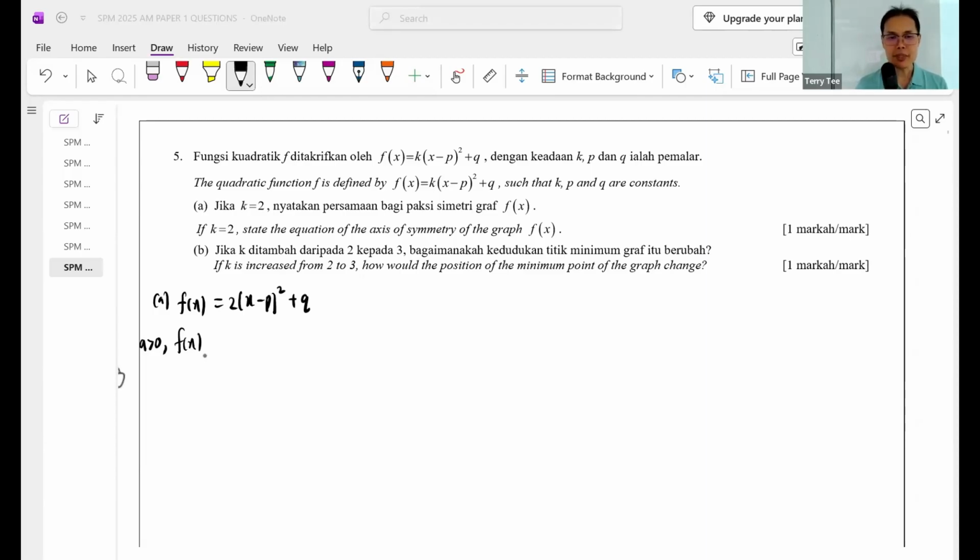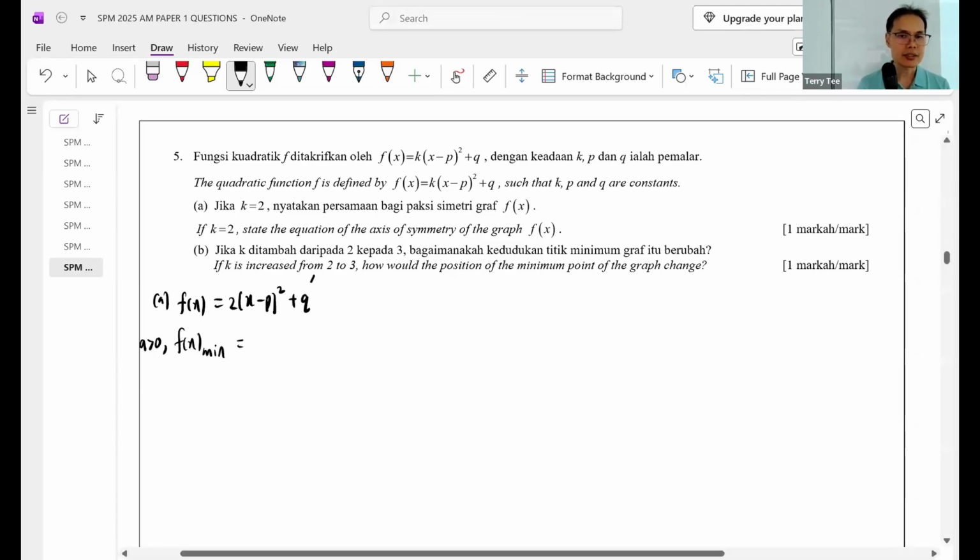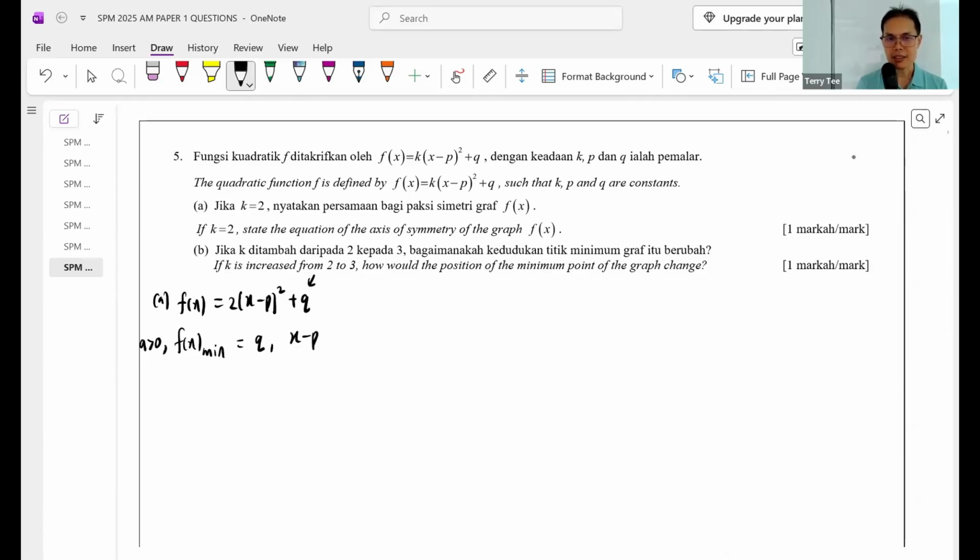Yep, minimum. Then what is my minimum? My minimum is the one outside the bracket, in this case q. It occurs when the one inside the bracket is 0, x equals to p. So this is called the equation of axis of symmetry. You don't even have to write the minimum. Let me write here: axis of symmetry is just x equals to p. That's it, very, very straightforward. 1 mark only. You don't even have to write f(x) minimum equals to q. You can straight away write x equals to p.